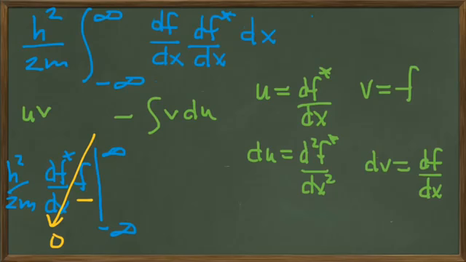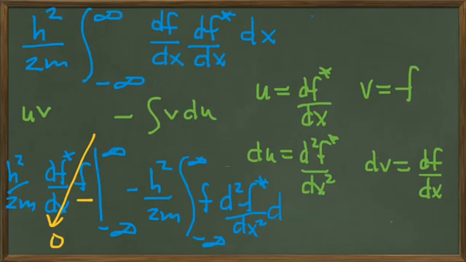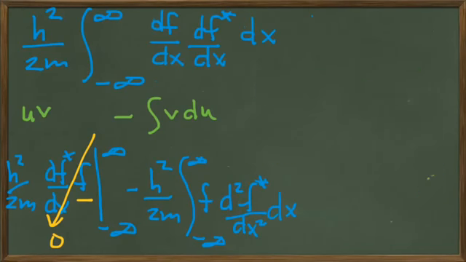And now let's do the minus the integral v du part. So we have minus, put the constant there, h squared over 2m, the integral between minus infinity and infinity. The v part is f, and the du part is d2f asterisk dx2. Now we are actually done at this part.